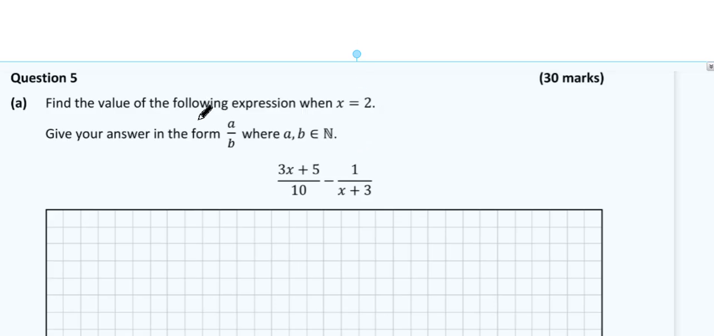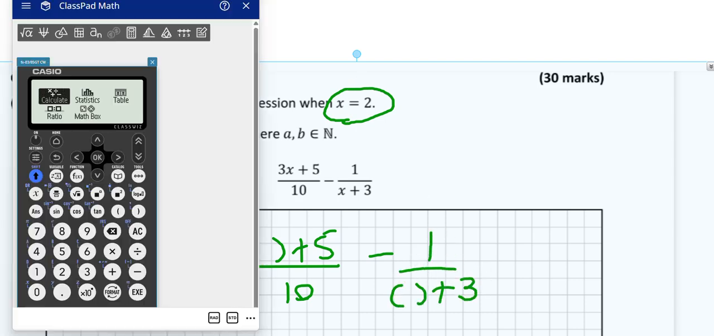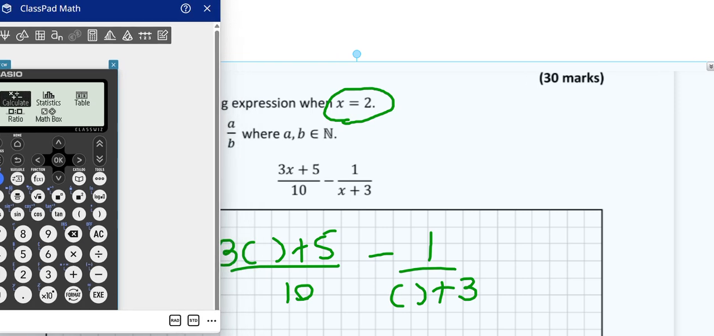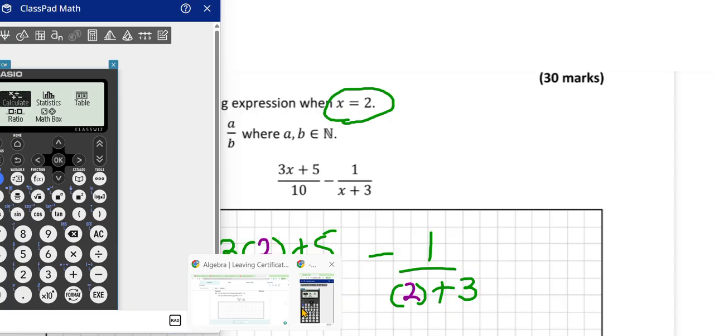To do: find the value of the following expression when x equals 2. What do you think that means you're going to do to all the x's? And make sure you use your brackets, don't you? So go on and get your calculator out and just type it all in and you should be good to go. Okay. So I think what we're going to do is I'm going to put the number 2 here, and the number 2 here. And I'm going to try and enter that into my calculator as best I can.